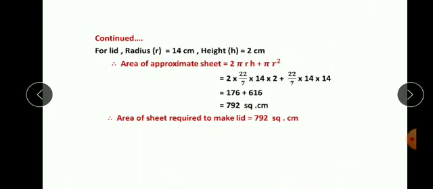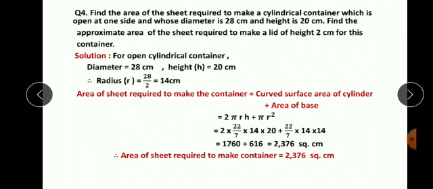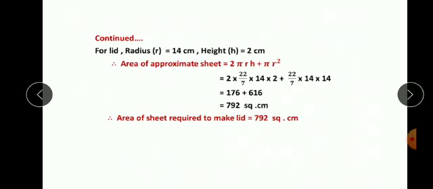So question 4 is over, and now the last part is left, children. In that question, what have we found? We have found the area of sheet required to make the cylindrical container, that is 2376. And now the next question is asked: find the approximate area of sheet required to make the lid whose height is 2 centimeter. So again we have to use this same formula, but the height should be 2 centimeter. So continue. For the lid, radius r is 14 centimeter, height h is 2 centimeter now.